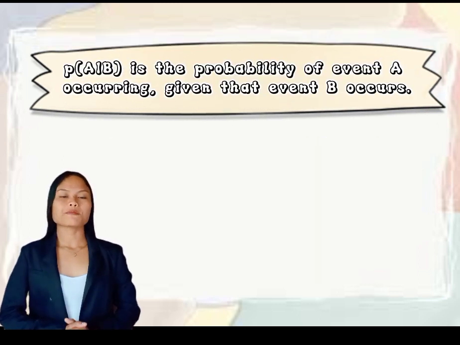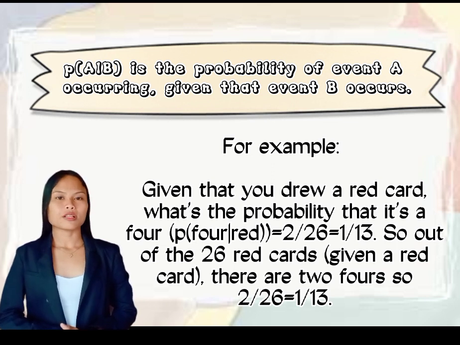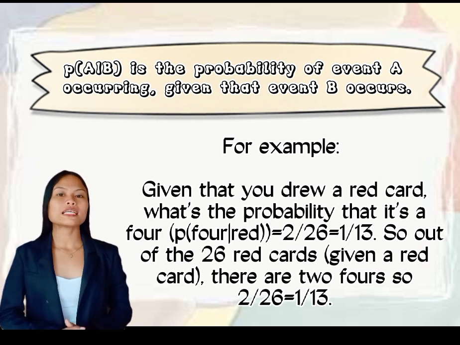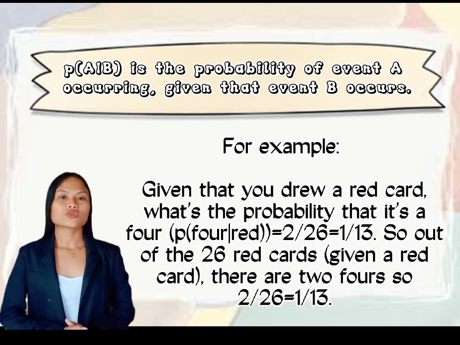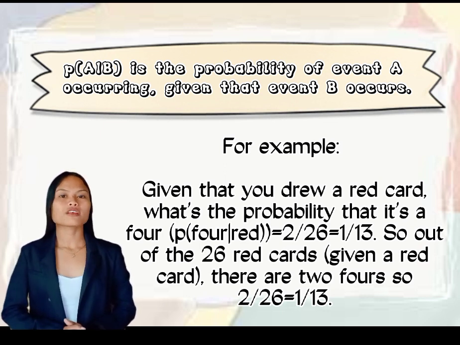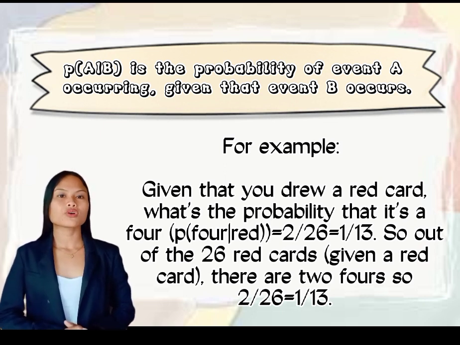P(A|B) is the probability of event A occurring given that event B occurs. For example, given that you draw a red card, what's the probability that it's a 4? P(4|red) equals 2 divided by 26, which is 1 divided by 13. So out of the 26 red cards, given a red card, there are 2 fours. So 2 divided by 26 equals 1 divided by 13.